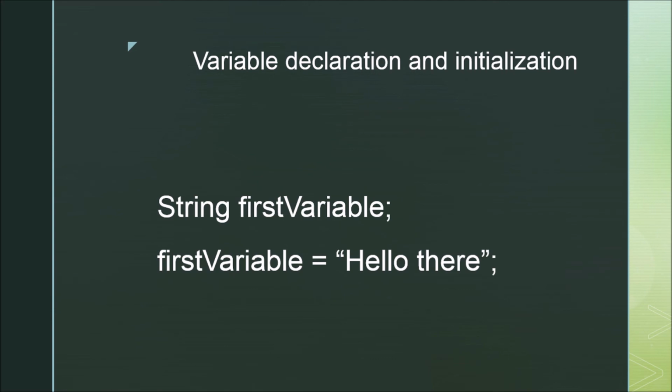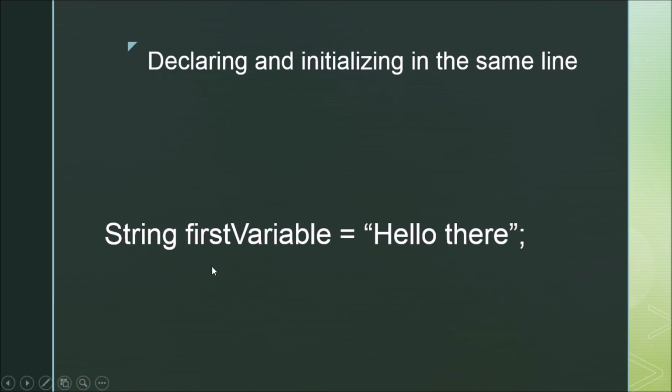We can also reduce the code above into one line. With this, we declare and initialize the variable using just one line of code. As you can see in this line, it first says that the variable should be of type string, its name should be first variable, and its value should be hello there.